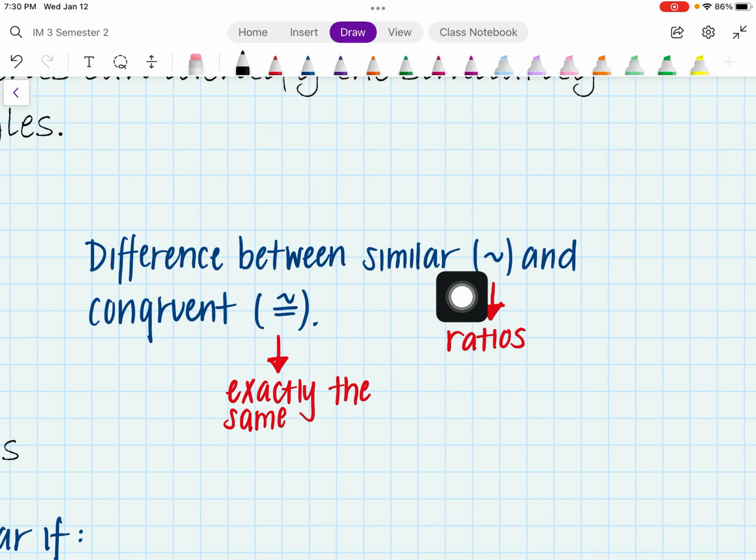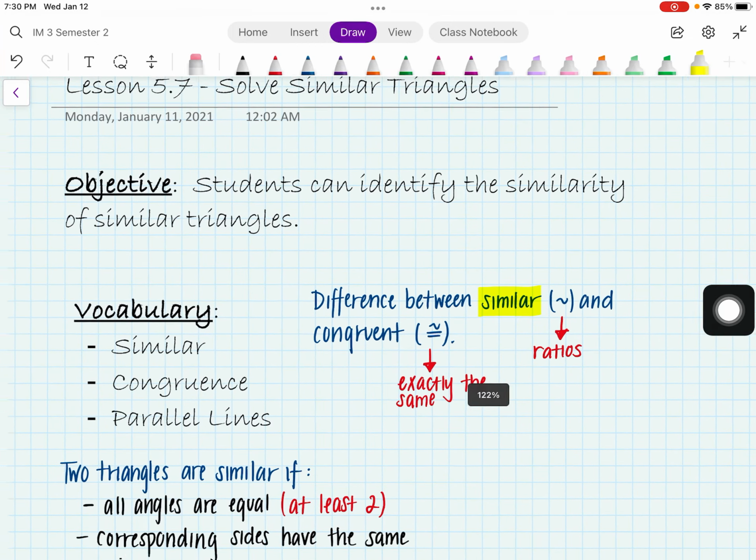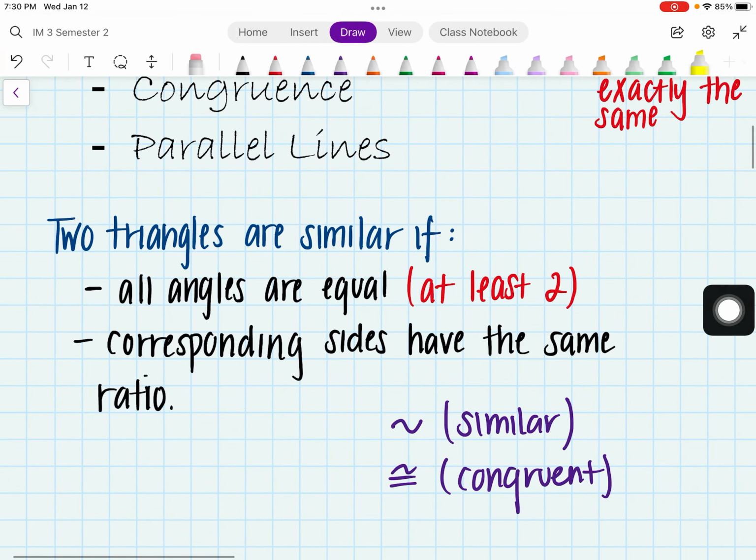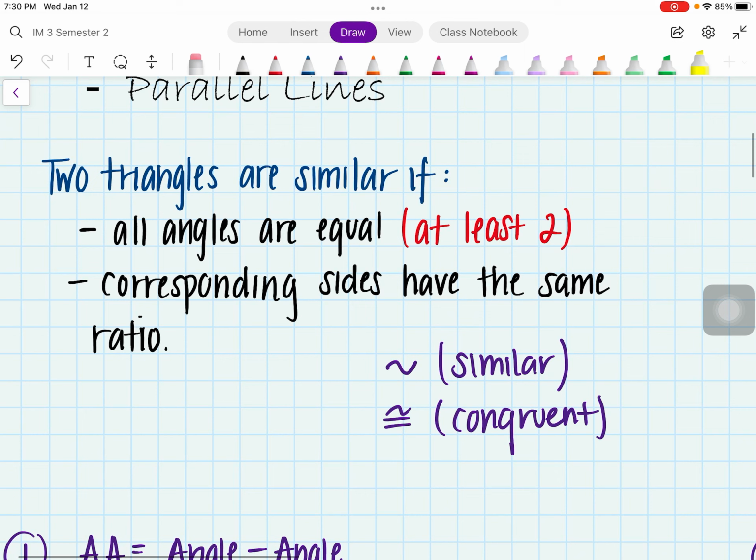There's a difference between something considered similar and something being congruent. Something that is similar is going to be similar by ratios, that is, it's proportionate to itself, whereas if you have something that's congruent, it's exactly the same. So we're focused on similarity today.